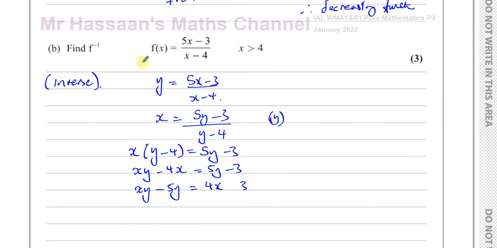4x minus 3. So minus 3 plus 4x. So it's going to be 4x minus 3. The minus 3 stays there, and you have to add 4x to both sides. Now I'm going to take out the common factor in this side of y to make y the subject. So I have y times x minus 5 equals 4x minus 3.